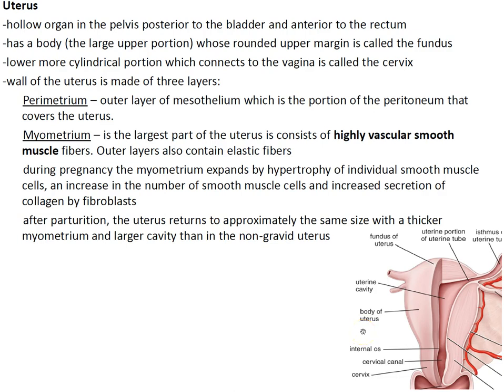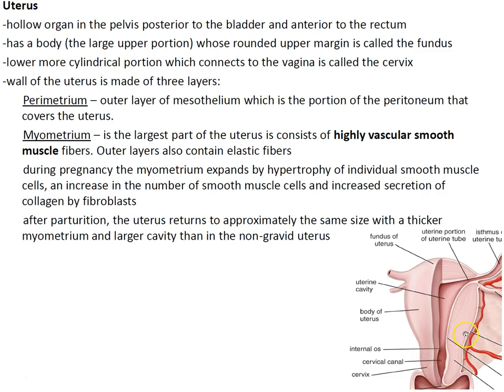Now let's look at the structure of the uterus. The uterus is a hollow pear-shaped organ located in the pelvis between the bladder and rectum. The uterus is divided into two regions: the body, which is the large upper portion of the uterus, and the second is the cervix, which is the lower cylindrical part of the uterus and connects to the vagina.